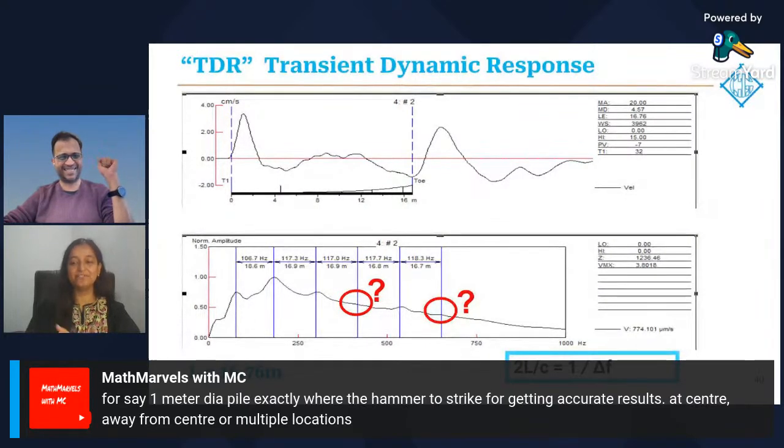Next question is from Math Marvel. For say a 1 meter diameter pile, exactly where should the hammer strike for getting accurate results? At the center, away from the center, or multiple locations? Thank you. Very good question.